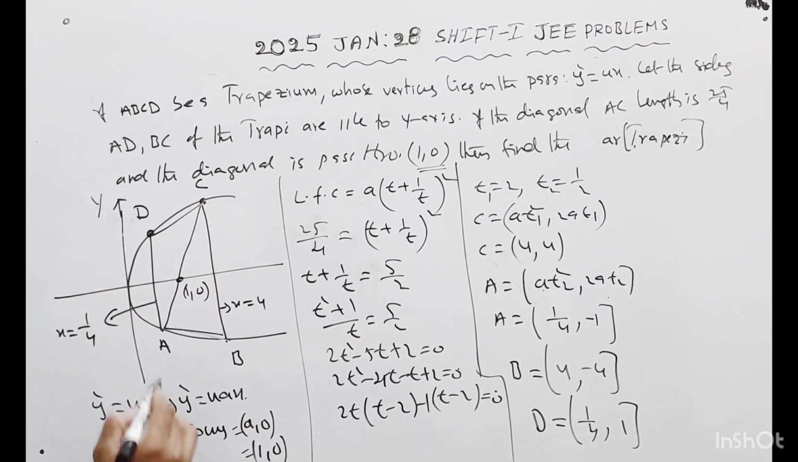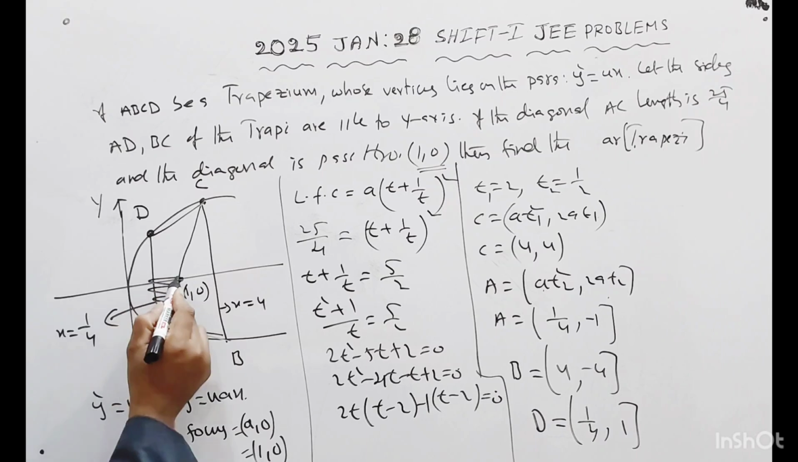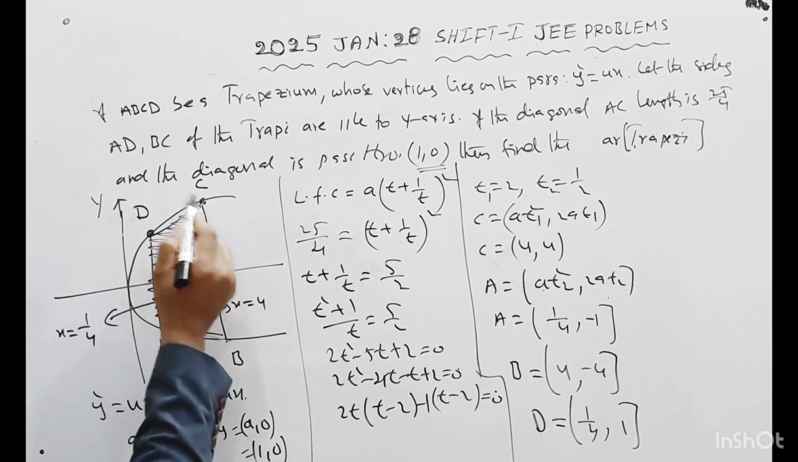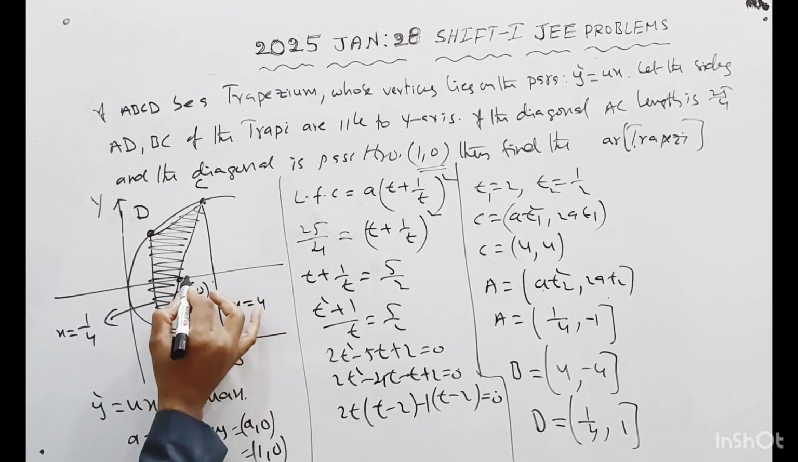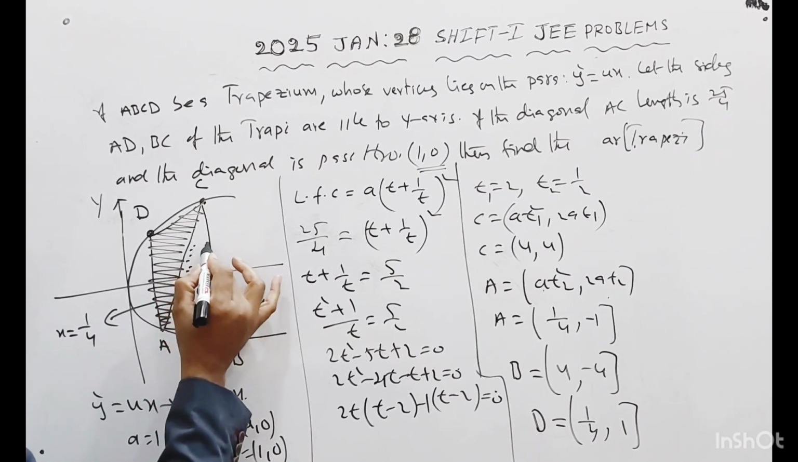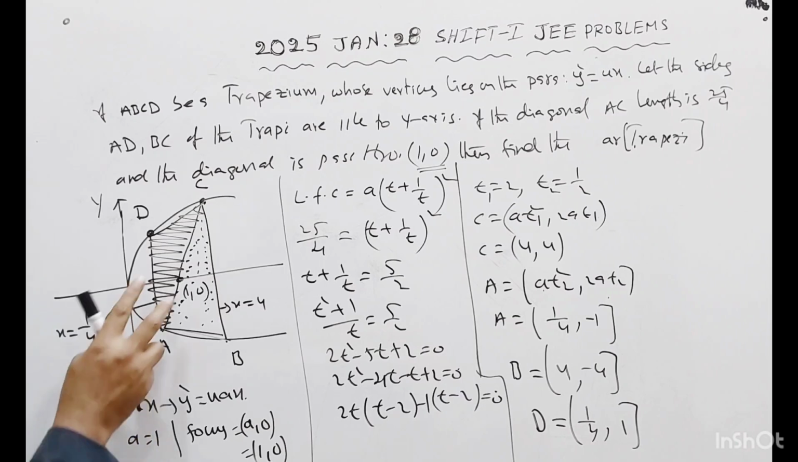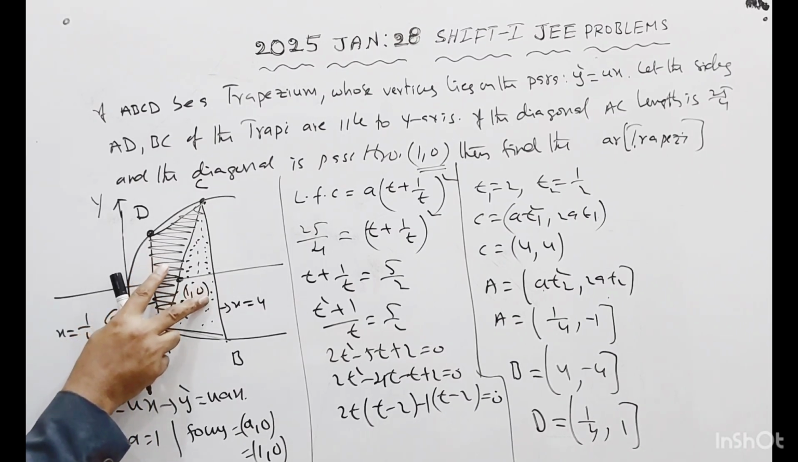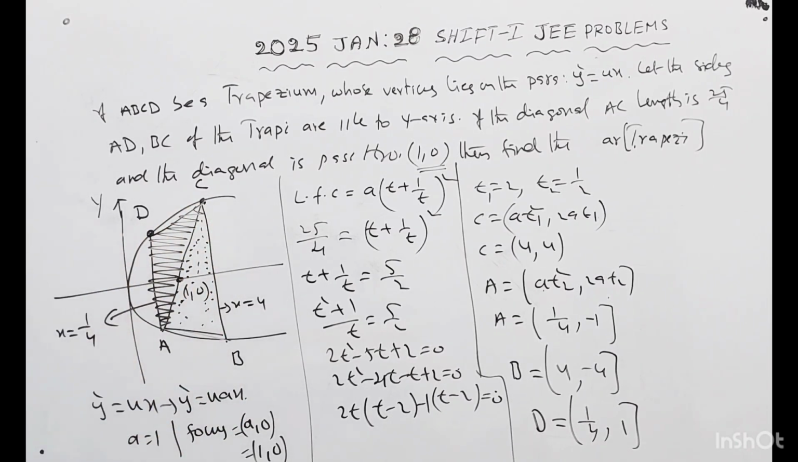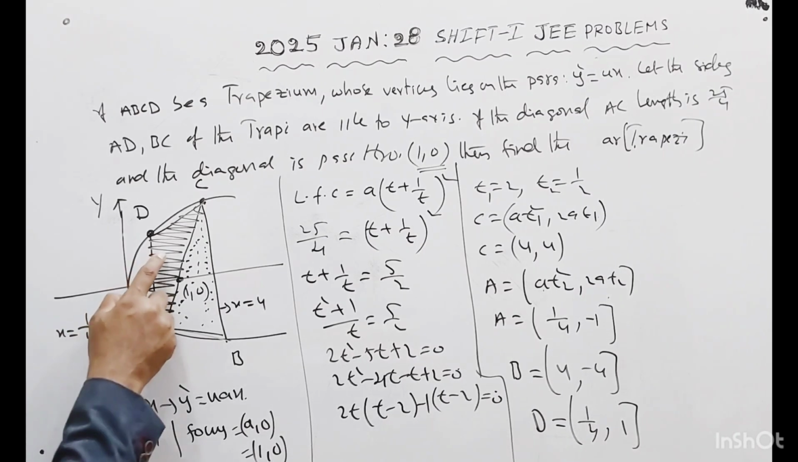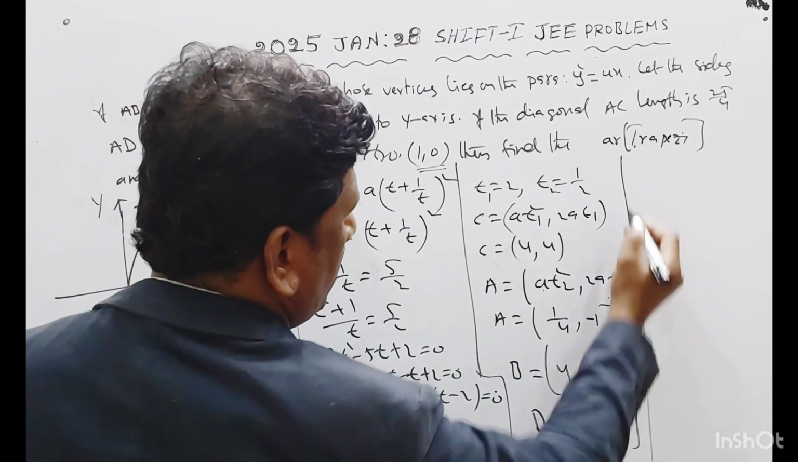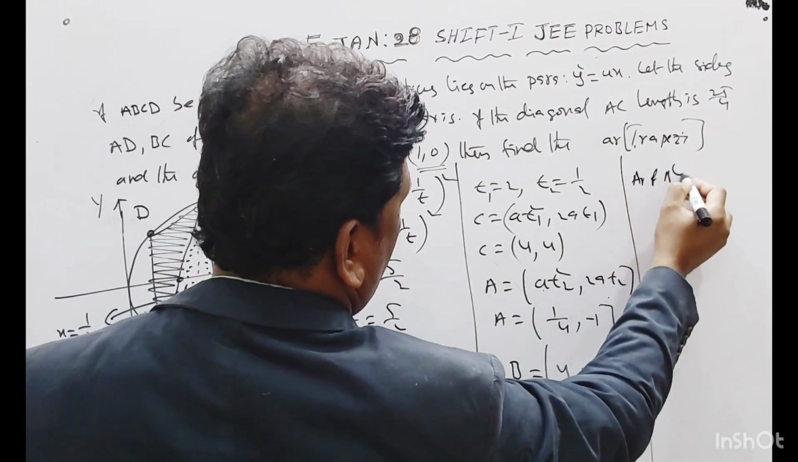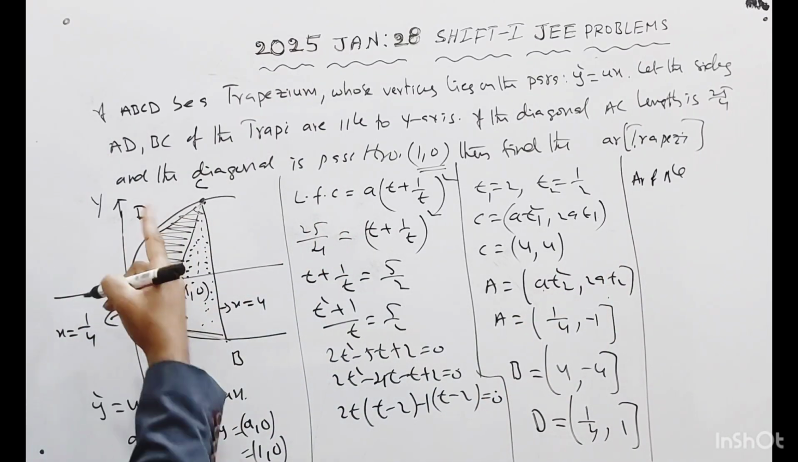Then you find out the area of this triangle, and later you find out the area of the other triangle. Both areas you have to find out individually, then you have to add them. If you add both triangles' areas, you will get the total trapezium area. You know how to find the area of a triangle whenever you know the three vertices. So first of all, the area of triangle ABC.